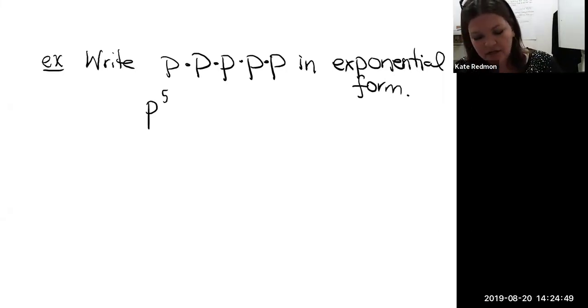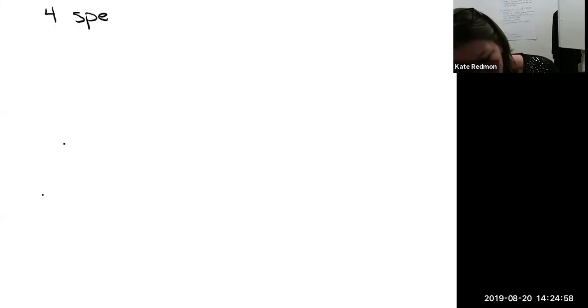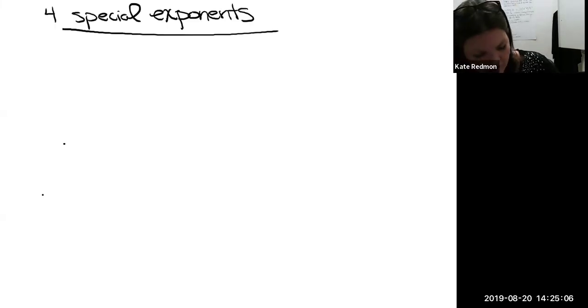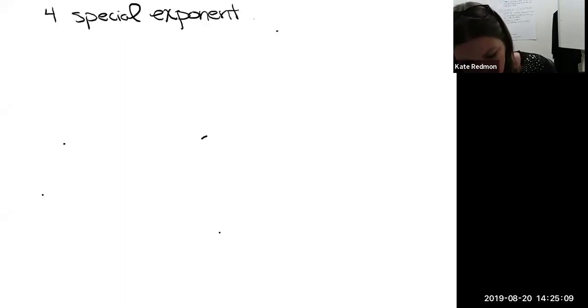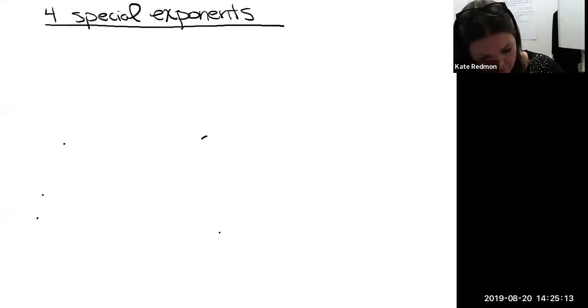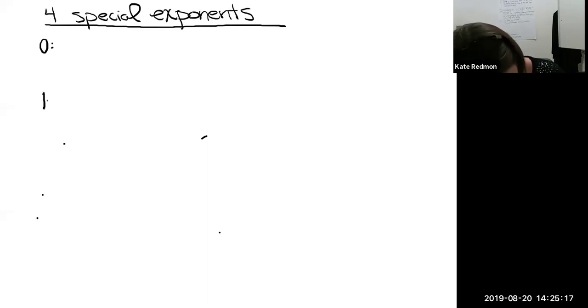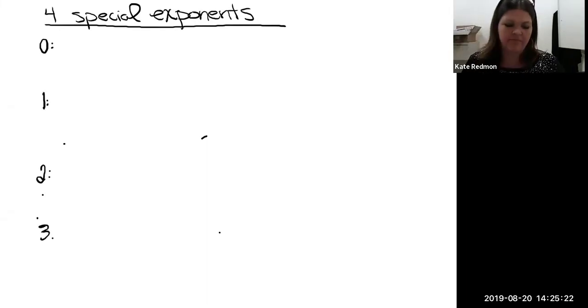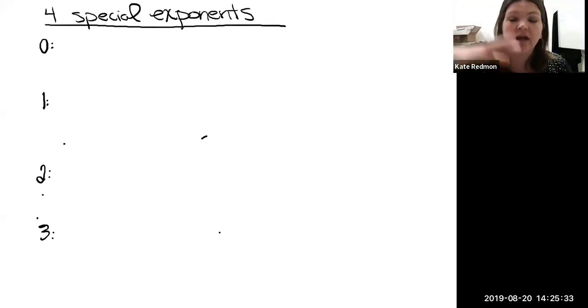So let's clear this, and I want to introduce you to 4 special exponents. If you are taking notes, and I highly recommend you take notes, give yourself 2 or 3 lines for each number here, because I'm not going to talk about them in the order that they appear in your notes. I'm going to kind of mix up the order a little bit. Okay, so I want to talk about 4 special exponents, 0, 1, 2, and 3. I'm calling these exponents, so I'm talking about when these numbers are floating in the sky, up as powers. So the power of 0, the power of 1, the power of 2, and the power of 3.